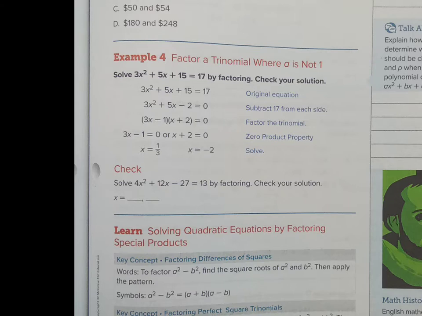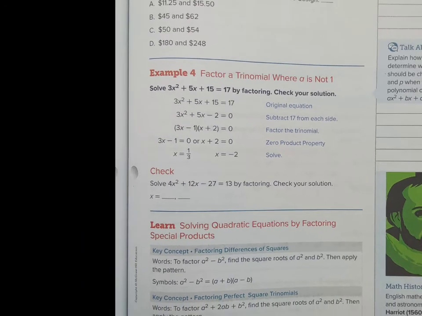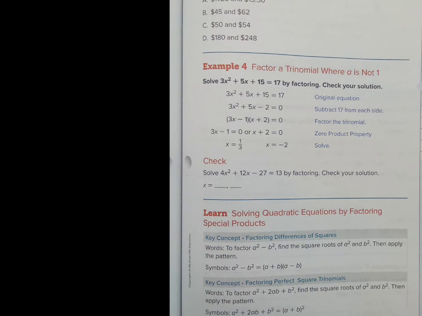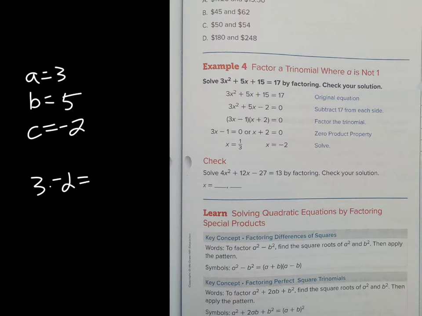But same kind of process. You've got to get it set equal to 0 first. Okay, the way we were doing it. I'm going to write this down because, again, you can guess and check all day if you want. So we say A is 3, B is 5, C is negative 2. So A times C is negative 6. Factors of negative 6 that add to give you positive 5? Well, that'd be 6 and negative 1.